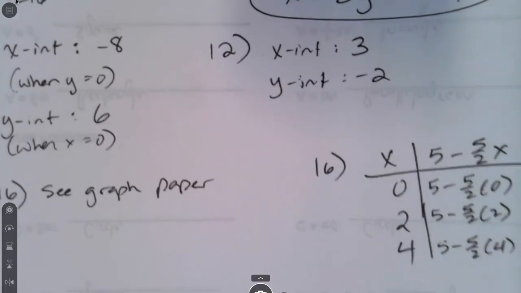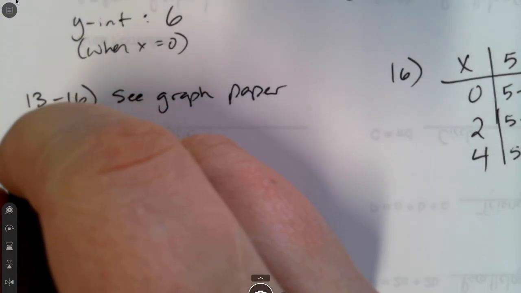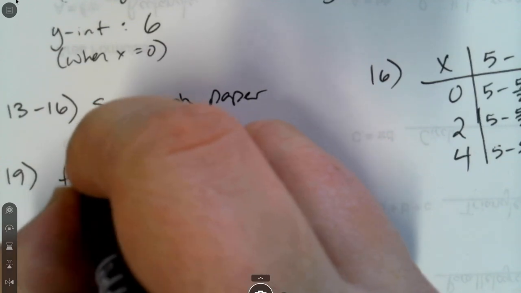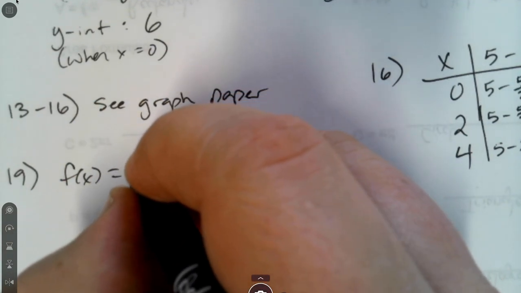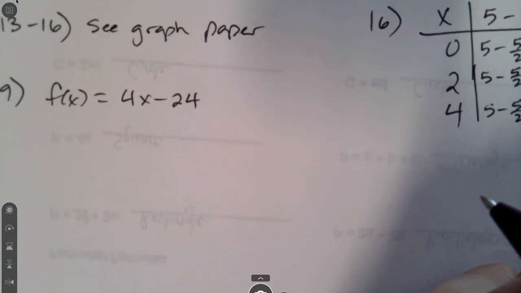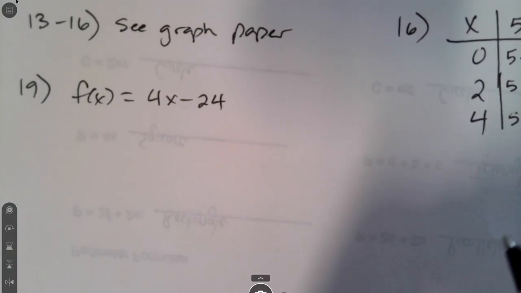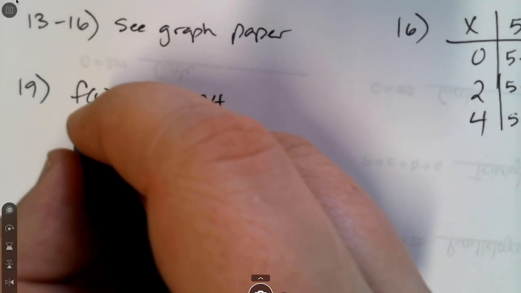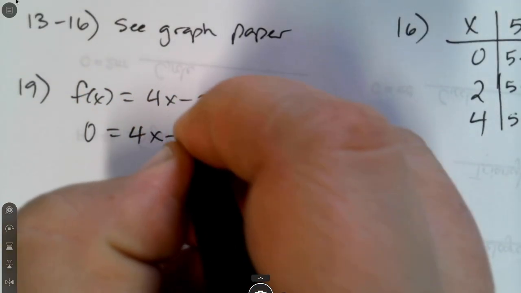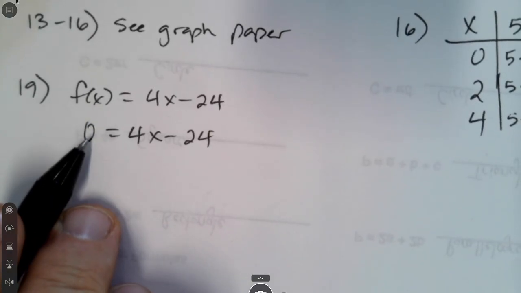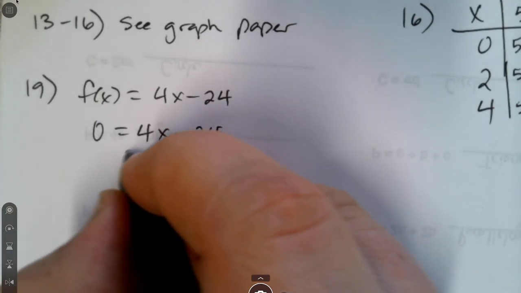So 19, we're finding the zeros. So f of x equals 4x minus 24. Finding the zeros is actually the same thing as finding the x-intercepts. So you find the zeros when f of x is equal to 0. So f of x is the same thing as y, so I just plug in 0 for that. Now I solve for x.